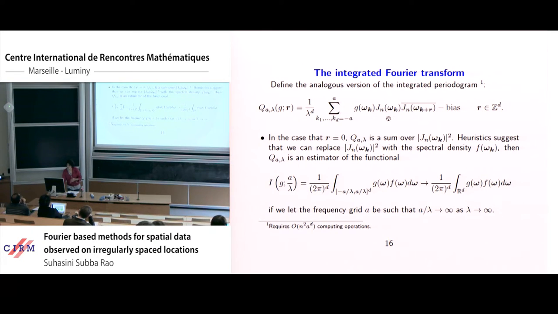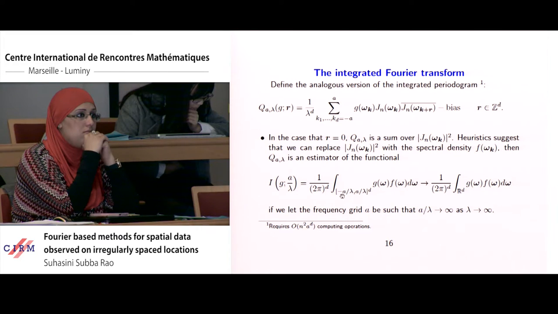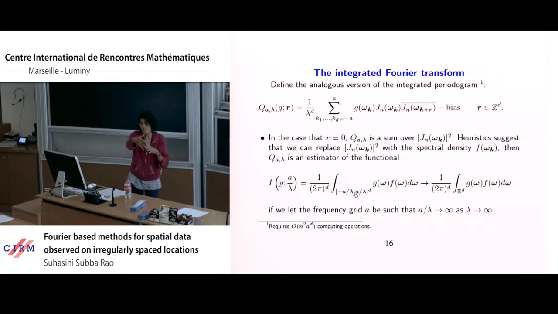So then to see what this is estimating, using heuristics, if we replace this thing over here by the spectral density function, and the sum by an integral, what we see is, heuristically, this quantity must be estimating the following functional, which is basically the integral of g(omega) times the spectral density d omega, over the integral over A lambda squared. And if then we let A go to infinity at a faster rate than lambda goes to infinity, so that basically means if we choose the number of frequencies, the frequency grid A, to be much bigger than lambda, then essentially this whole thing will correspond to this functional of the spectral density. Okay, so heuristically we see what this thing is estimating.